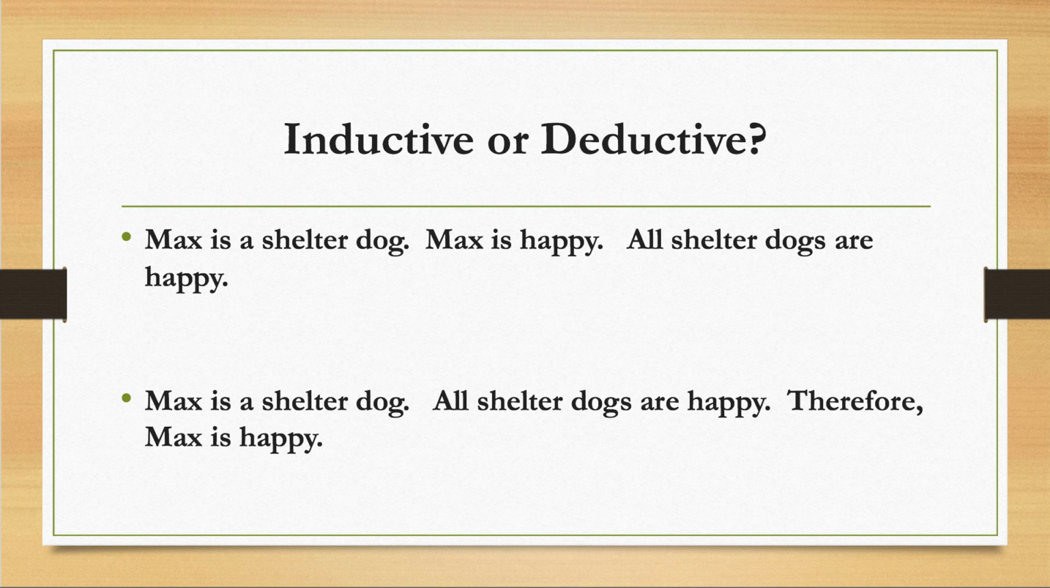All right, one more set of examples. These two are similar. One will be inductive and one will be deductive. We want to be sure that we can tell the difference. The first one says that Max is a shelter dog. Max is happy. Our conclusion is that all shelter dogs are happy. So we know that Max is a shelter dog and we know that Max is happy. Does that mean that all shelter dogs are happy? Not necessarily. Since my conclusion could be false, I have a situation where we have inductive reasoning.